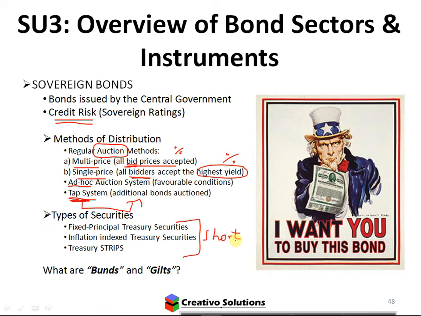So what are bunts and gilts? Any idea? Bunts are German bonds and gilts are UK bonds. Those are the biggest bond markets in terms of popularity. German bonds are denominated generally in euros. Then UK pounds, and then obviously American bonds are called bonds. So bunts and gilts are just words used to refer to German bonds and UK bonds.